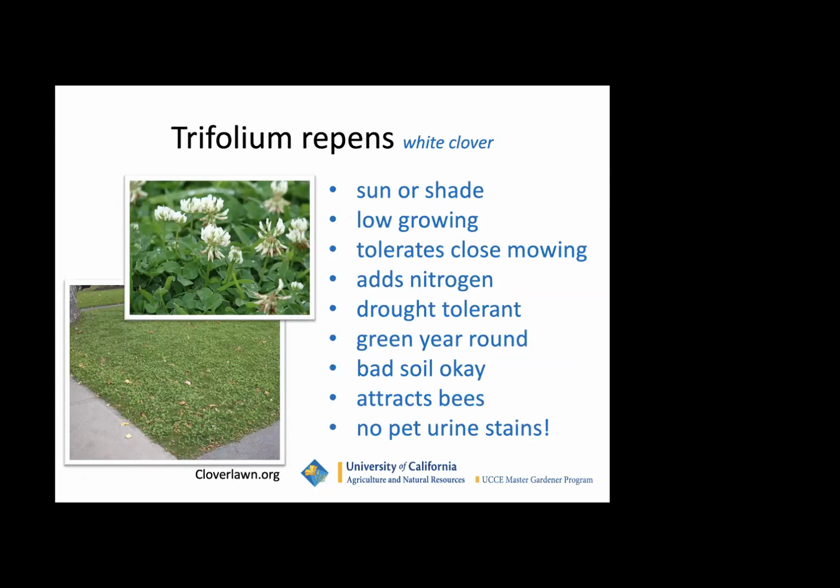It makes a great lawn alternative. And talk about versatile, it takes sun or shade, it stays low. You can mow it or let it flower, and bees love the flower. It adds nitrogen to the soil. It's drought tolerant, green all year, doesn't mind lousy soil, and it does not leave any pet stains. So there are a lot of selling points to using good old clover in place of a lawn.